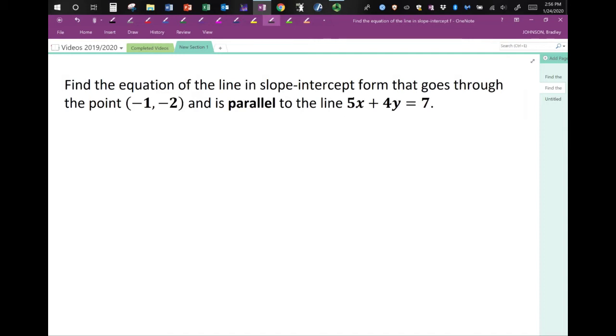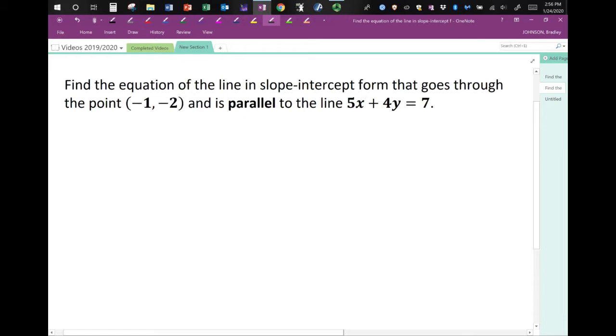Okay, so a few things. 5x + 4y = 7 is given to us in standard form. We are going to be looking for a line that is parallel to that line written in standard form, but we want to make sure our line crosses through the point (-1, -2).